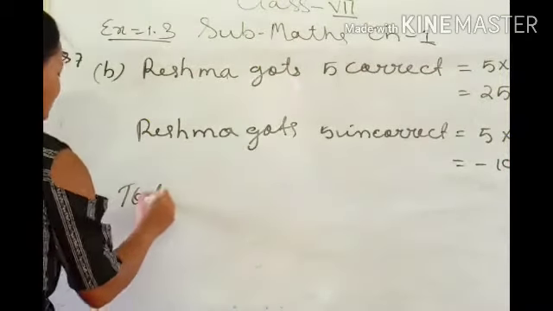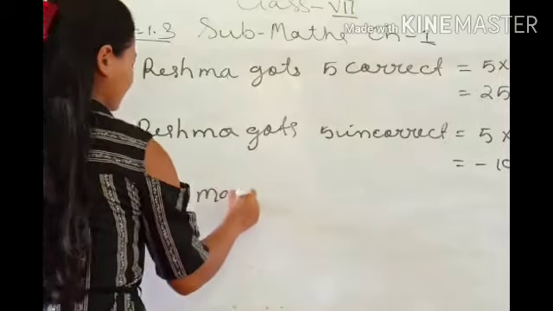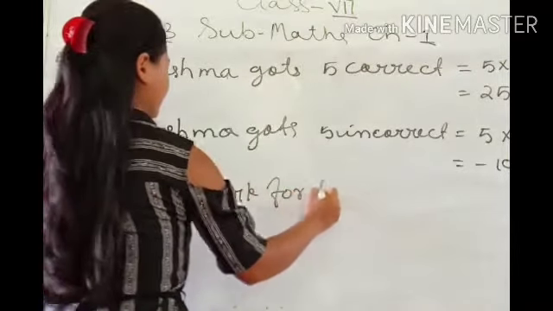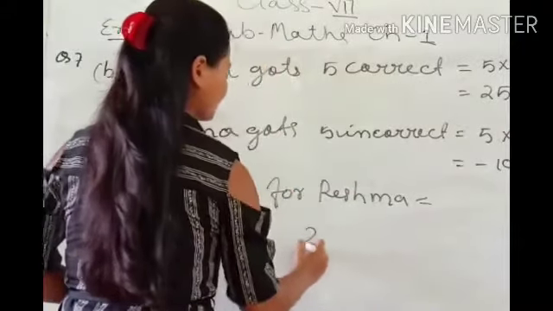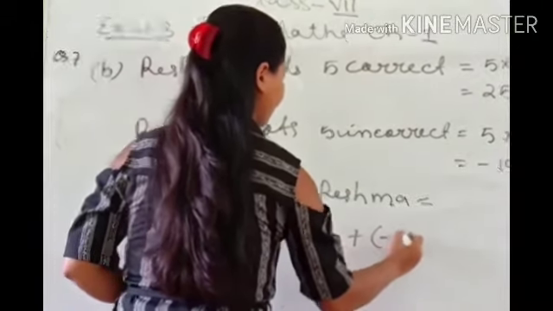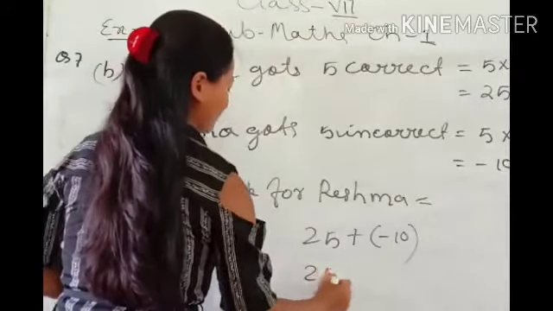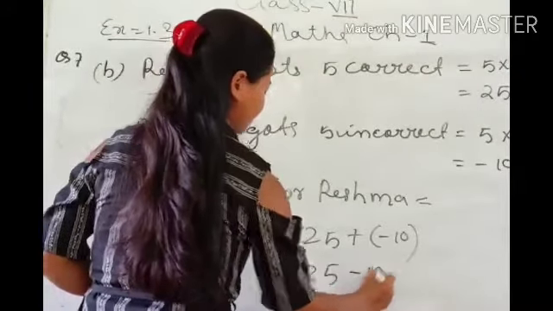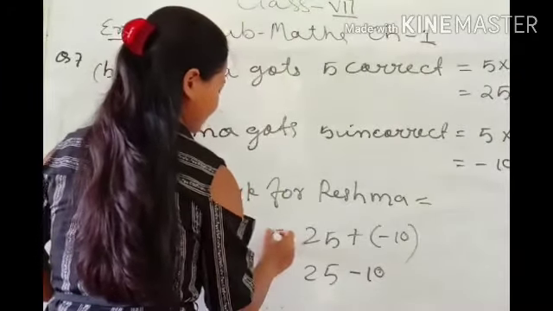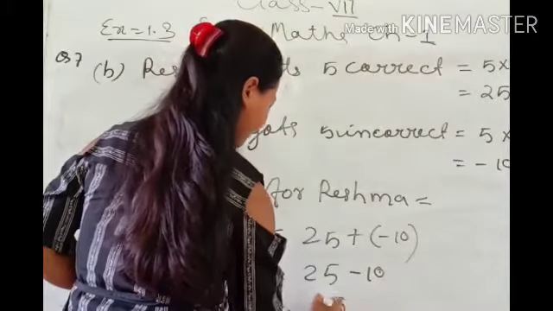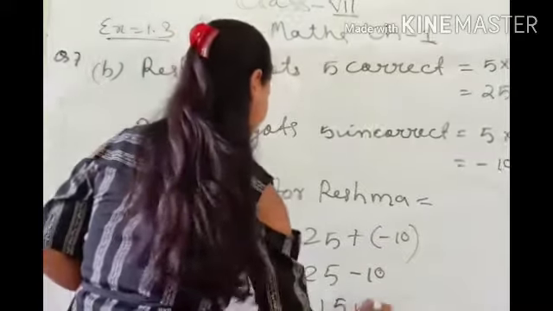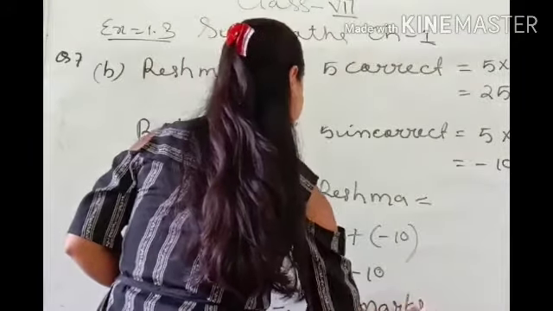Now for the total marks for Resma, it will be equal to what? You will write 25 plus, then again -10. Now 25 plus -10 is -10. Now 25 minus 10 is how much? 25 minus 10, you will get 15. So how many marks did she get? She got 15 marks.